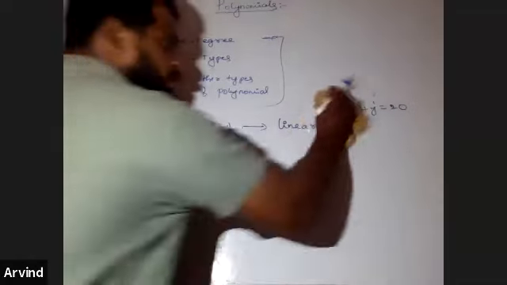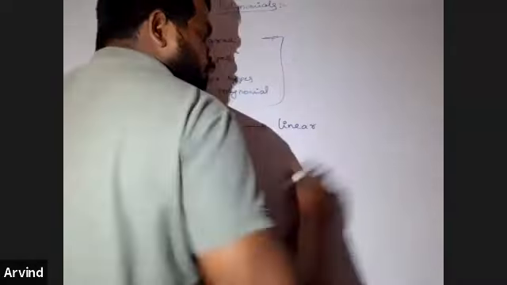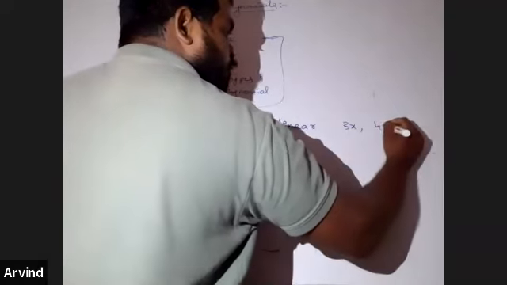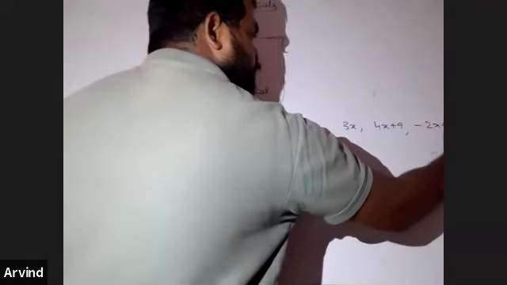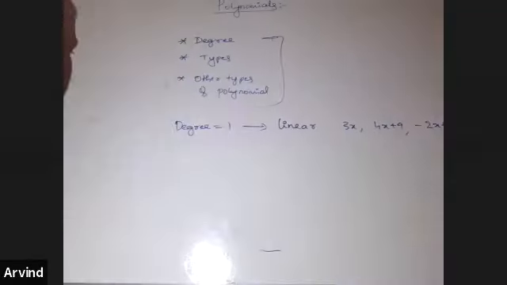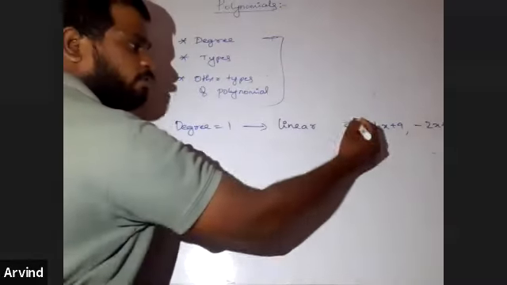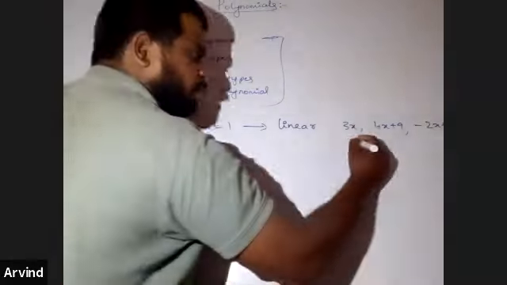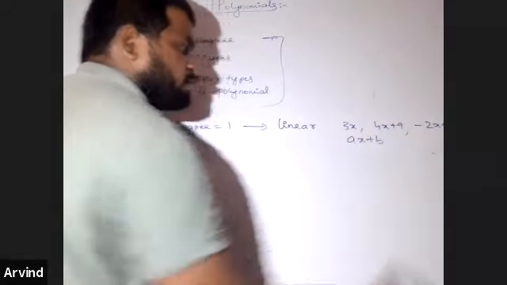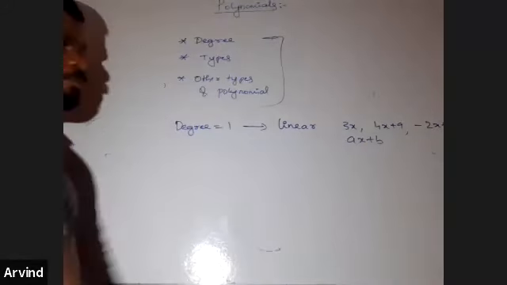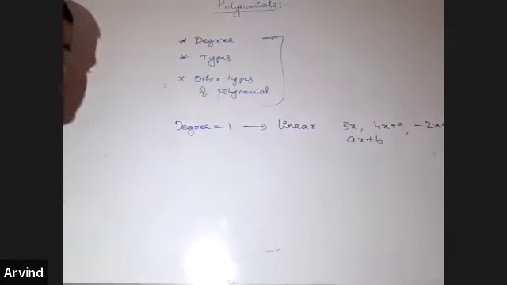Okay, let's write down some examples. For example, 3x, 4x plus 9, minus 2x plus 5. All these are linear because the highest power of the variable is what? 1. Generally, ax plus b. That is the general form. For the linear polynomial, the general form is ax plus b.